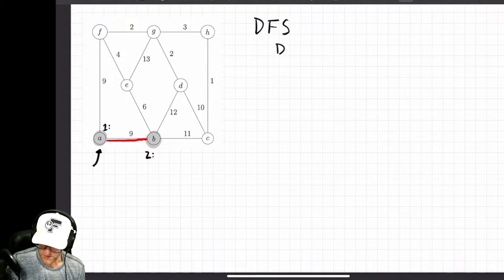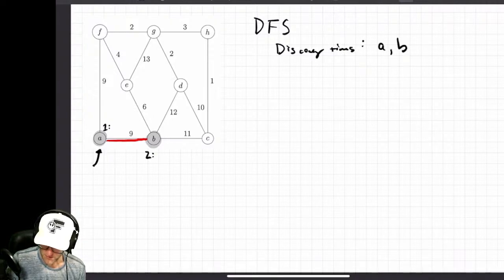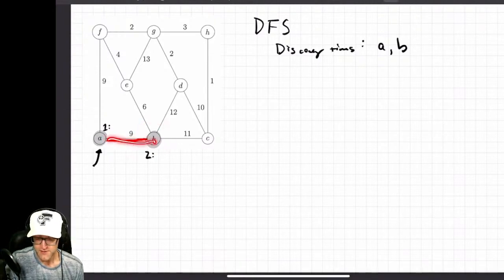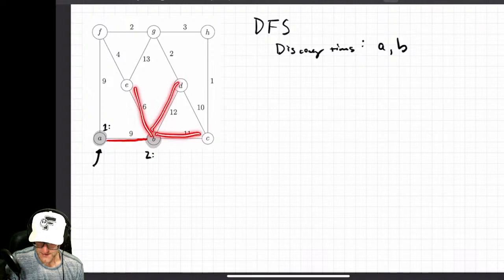So discovery times: A, then B. Then I'm going to look at its neighborhood here, and I see A, but it is colored gray, so that's where I came from. I'm obviously not going to backtrack there. I see E, D, and C.